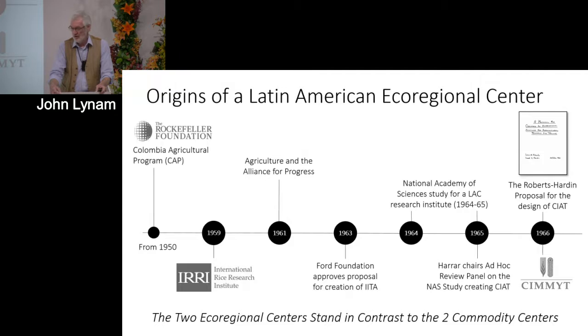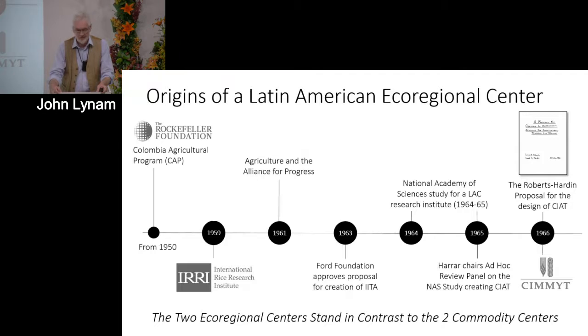It was, in a sense, a reaction to the National Academy of Sciences proposal and the interactions between USAID and a high-level commission, chaired by George Harrar, as to how this new entity would be developed. And that then led to the Roberts Hardin proposal for CIAT. The Rockefeller Foundation, in a sense, gained the upper hand. And CIAT then came into vision as a center for research on Latin America, but particularly on the lowland tropics.